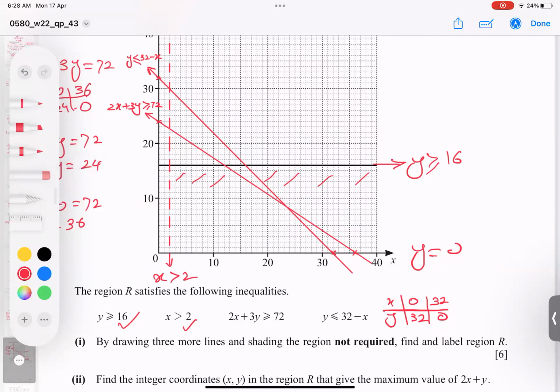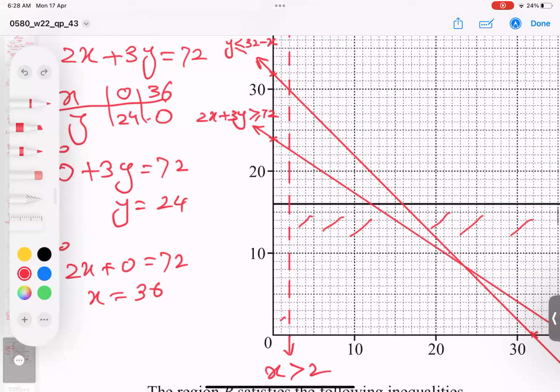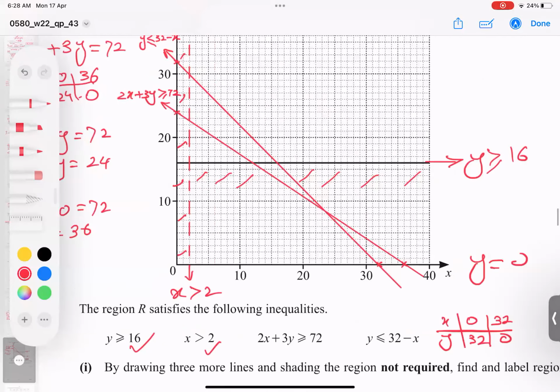Then you talk about the second one. What about this? X is bigger this way, but you will shade backward. So make a small mark, this kind of thing. I will erase later on. This part is not there.